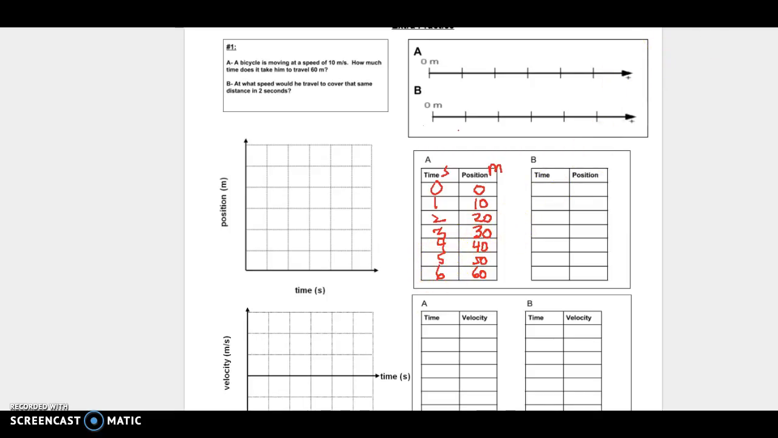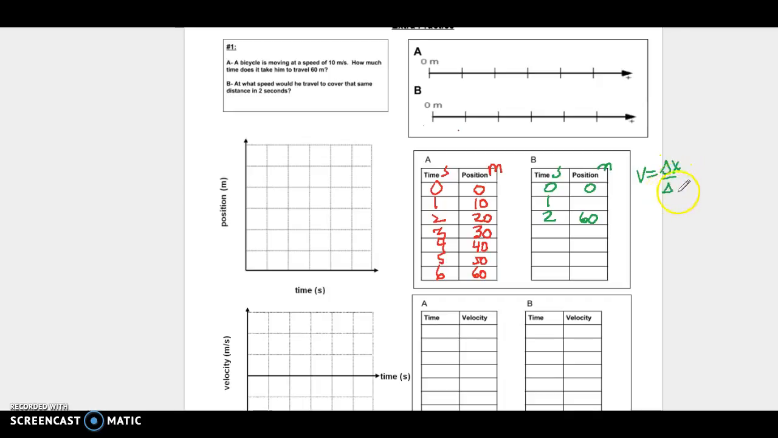In scenario B, which I would do first before you do any of the graphing, so you can get all the scaling right, it says, at what speed would he have to travel to cover the same distance in 2 seconds? Okay, so now all I'm getting is 2 seconds, but I still have to start at 0, and then I have to get all the way to 60. Okay, down in the calculations box, which I can't put on the screen without messing this up, I would make this calculation so you can figure it out.